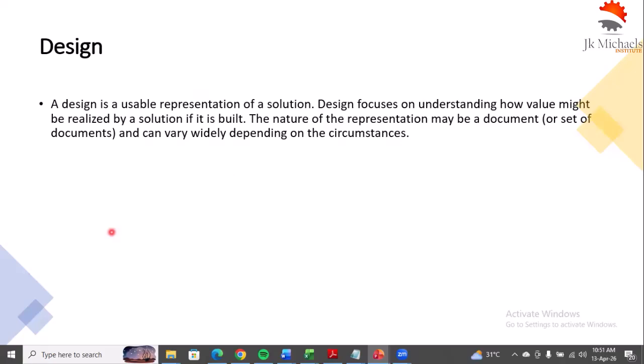Design is a usable representation of a solution, right? So if we have a need, the next thing we want to discuss is, okay, what is the solution that we can build that would be useful to the stakeholders? Now, design focuses on how we can derive value from building and implementing a solution. And then the solution can be a document, can be a prototype, can be a set of documents, right? So you want to think about it as a representation, right?